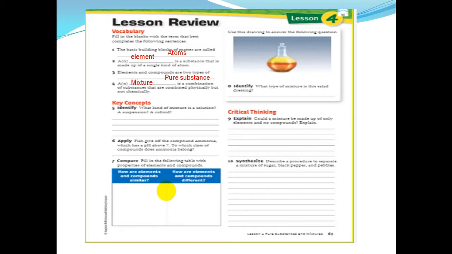Question 5. What kind of mixture is a solution, a suspension, and a colloid? We said we have two types of mixtures, homogeneous and heterogeneous. Solution is which kind of mixture? Solution is homogeneous mixture, while colloid and suspensions are heterogeneous mixtures. Question 6 is cancelled because this part we need to explain more, and we will do this in the next lessons.